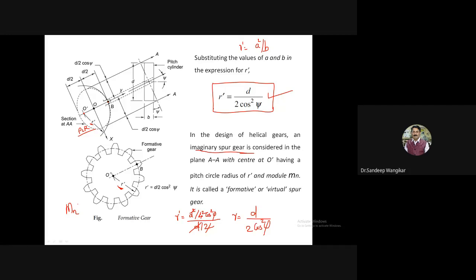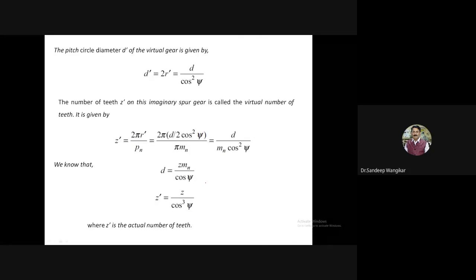So I will give you 1 minute. You have already drawn this diagram. This diagram is not required. Just write down r dash is equal to d divided by 2 cos square psi. And then, very important, in the design of helical gears, it is imagined that an imaginary spur gear is in a plane which is perpendicular to tooth element, that is plane AA, and O dash is the center, R dash is the pitch circle radius, and MN is the normal module. Then it is called as formative or virtual gear. So now I can easily do the further calculation in this case.